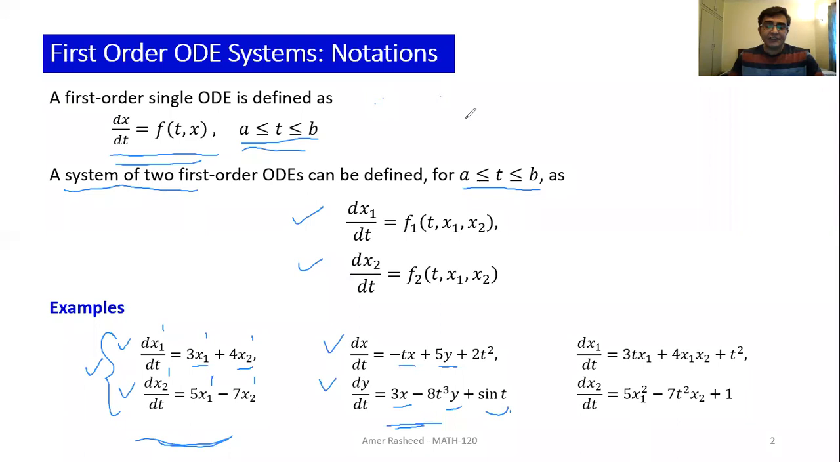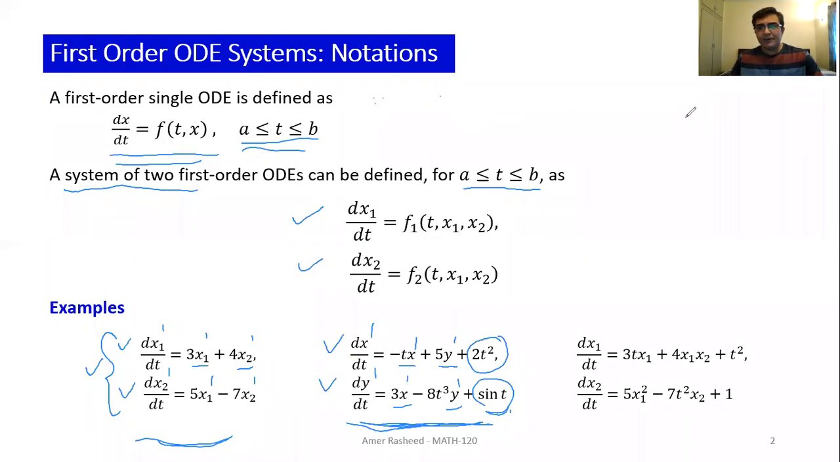Now, this is again a linear system of first order differential equations because every dependent variable has degree 1. Dependent variable, not the independent variable. We don't see it here because t is the independent variable. So this is again a system of linear first order differential equations.